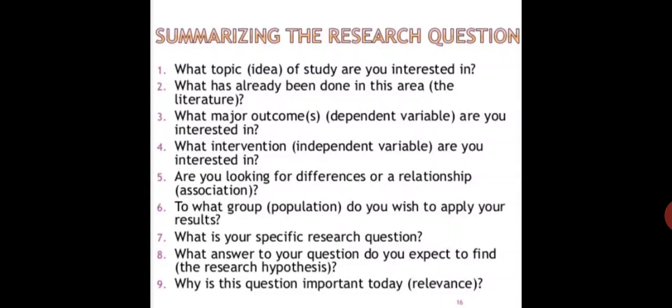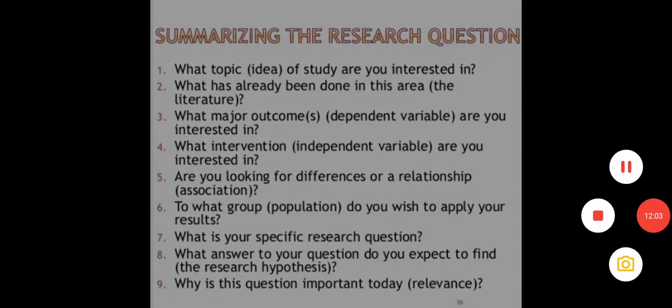Number 9, why is this question important today, or relevance? Means why you are conducting study on this topic, why it is important today, what is the significance of your research this time.